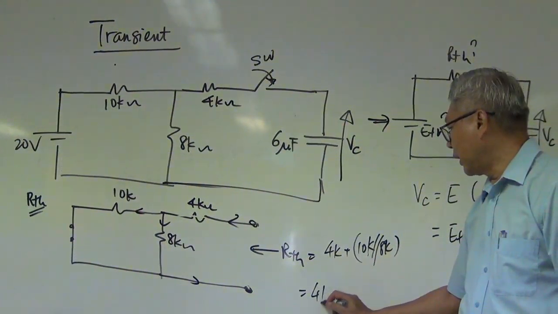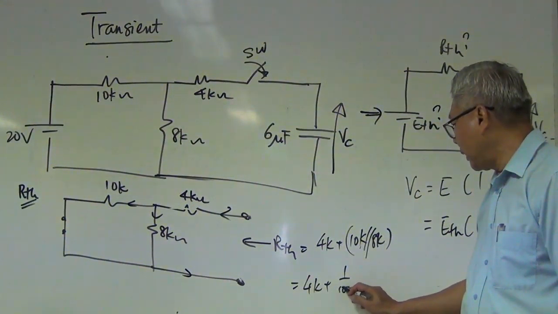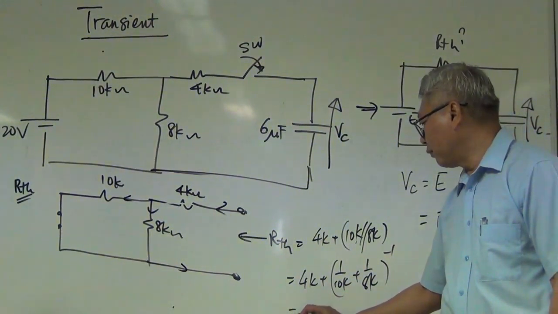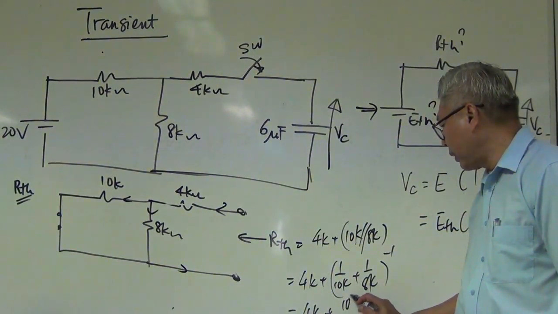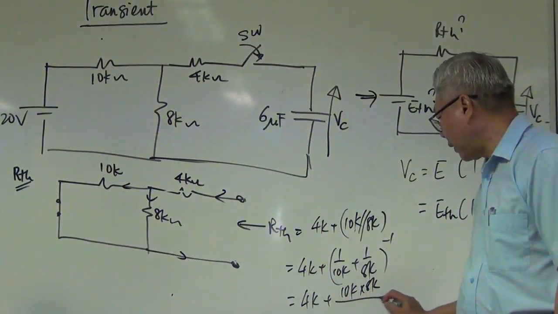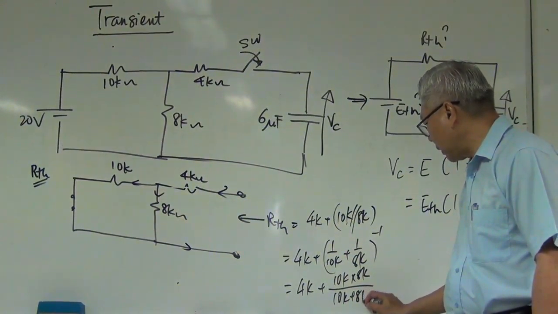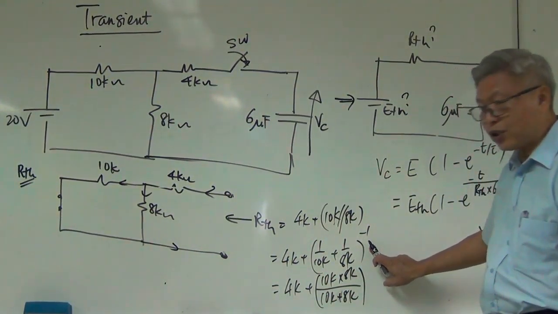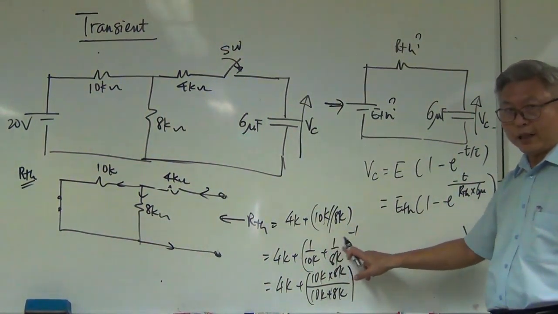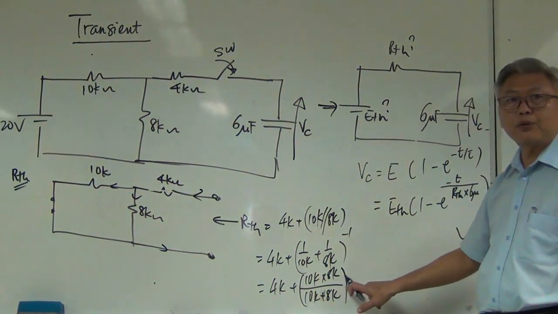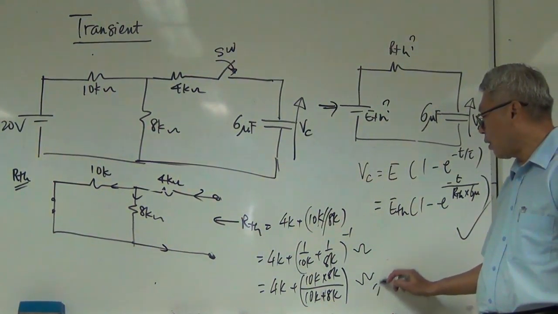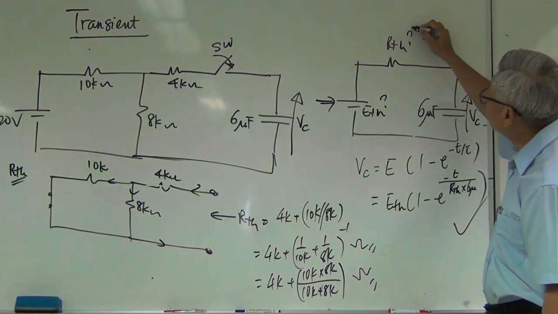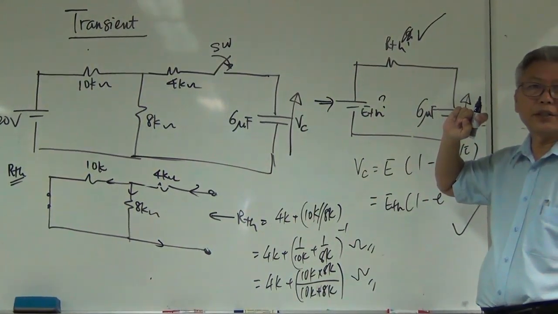So you will say it's 4K plus 1 over 10K plus 1 over 8K, inverse. Okay? Or some of you prefer to use the shortcut, then it will be 10K times 8K divided by 10K plus 8K. This is the traditional method to find the total resistance that are in parallel. It's a shortcut method to find two resistors in parallel. So that's called RTH. Is that alright? So with that, I got the value of RTH already.